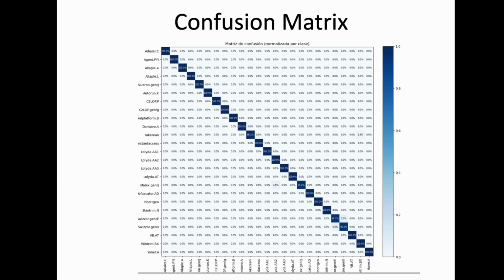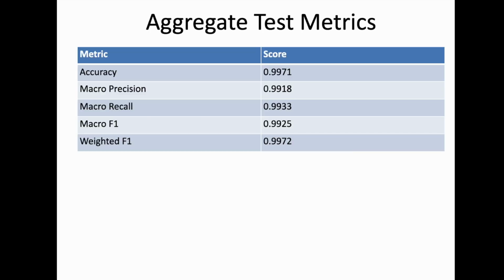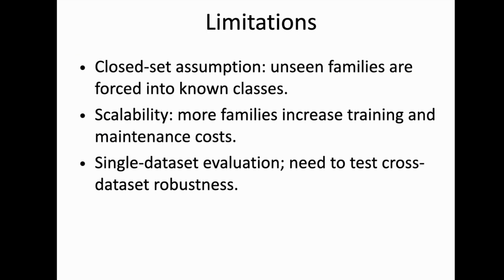Here I show you the confusion matrix that we got. As you can see, it was almost precise. Barely any class is around 95%, and almost everything is 100%. These are the metrics that we got from the test, and now we are going to present the limitations of this project. First of all, it was a closed set, so if you pass unseen families to this model, it will mismatch them, because they are out of the scope of the training of this machine learning product.